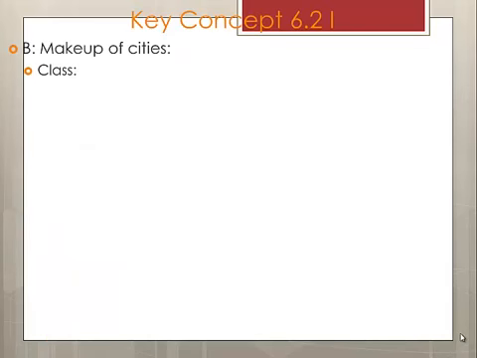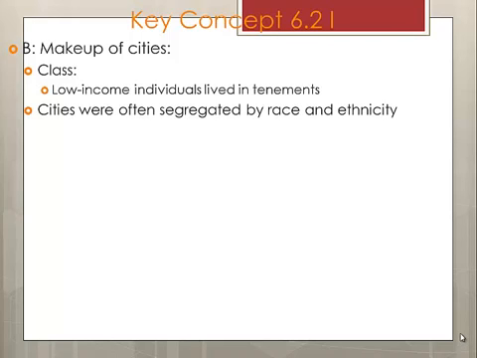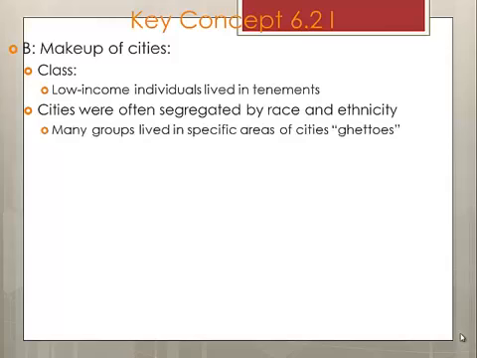Okay, let's talk about the makeup of cities. Cities are divided along class lines, and low-income individuals would live in tenements. And these would be really small apartments with upwards of a dozen people, sometimes more, living in them. And cities were often segregated by race and ethnicity. I already mentioned Chinatown. And many groups would live in specific areas of cities or ghettos. So there would be a Jewish area of a city, there would be an Italian area of a city, etc.